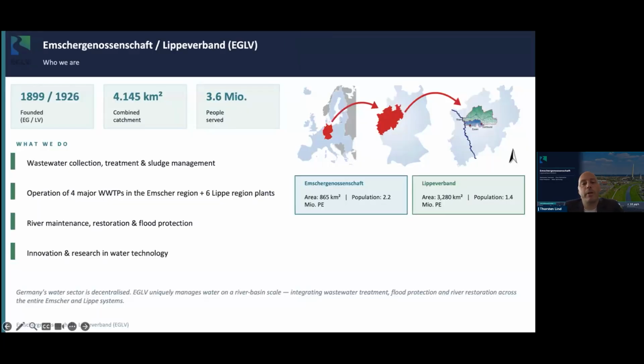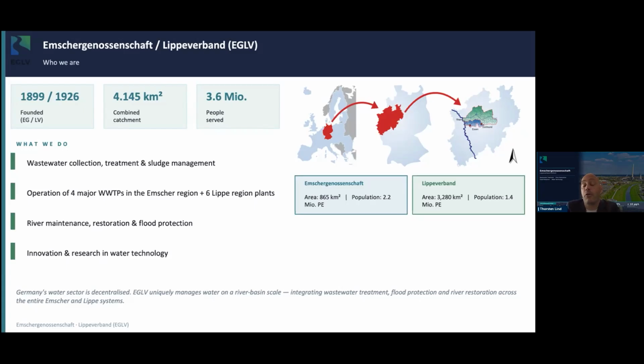So who are we? Where are we located? We are in the middle west of Germany, and we consist of two public wastewater management associations that are governed under one common structure. That's why there is this very long name, Emscher Genossenschaft Lippeverband. Emscher, the first part of the first word, is the river that passes through the blue part, and Lippe is the river's name that passes through the green part. We cover over 4,000 square kilometers of catchment area with a population of 3.5 million. So that's nearly 5% of Germany's population.